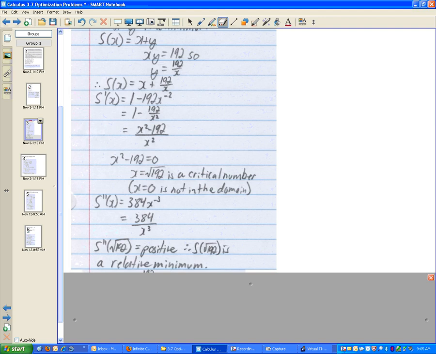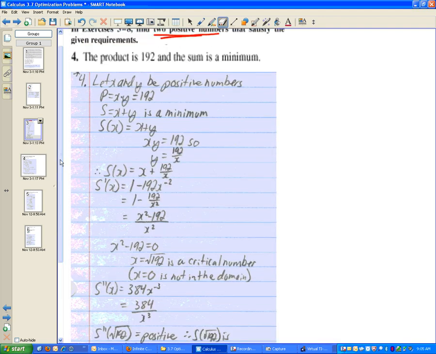Now, I want to make sure I give the correct answer to the question. The direction said to find two positive numbers that satisfy the given requirements. We don't have to tell them what the minimum is. We have to tell them what two positive numbers satisfy the requirements. We know one of them: x is the square root of 192. But how many numbers did we have? We had two. We had a y. So we need to figure out what y equals.